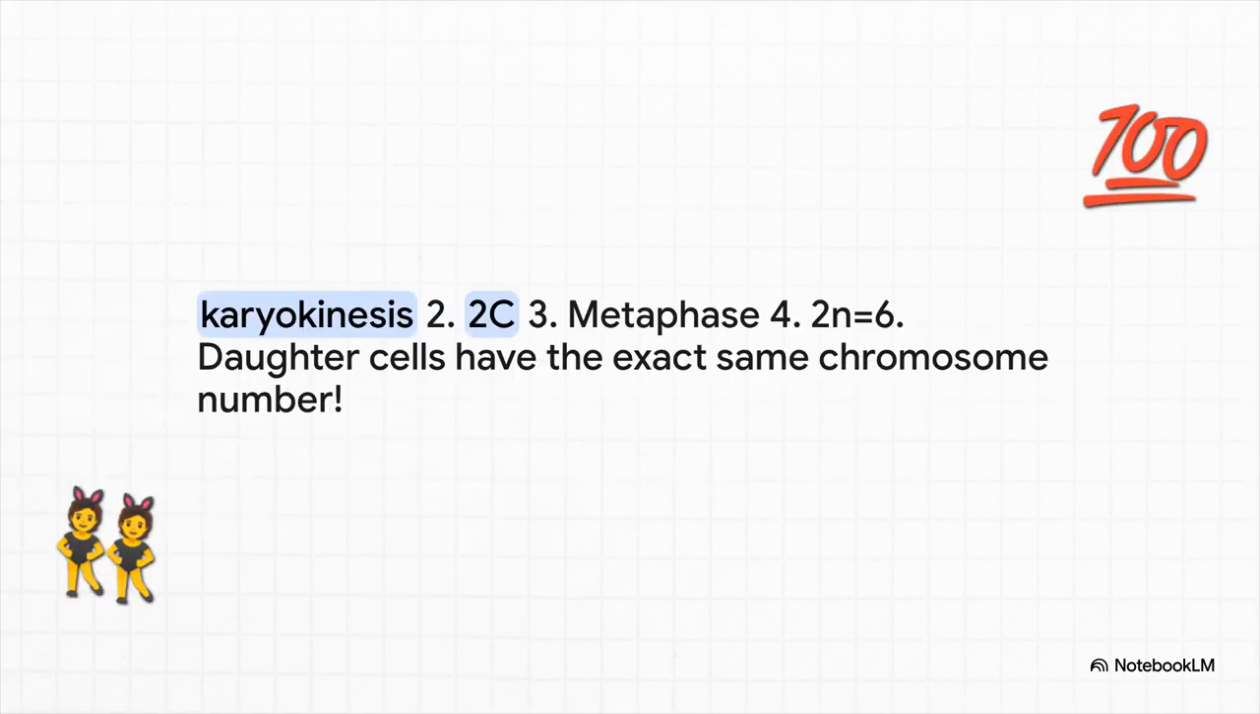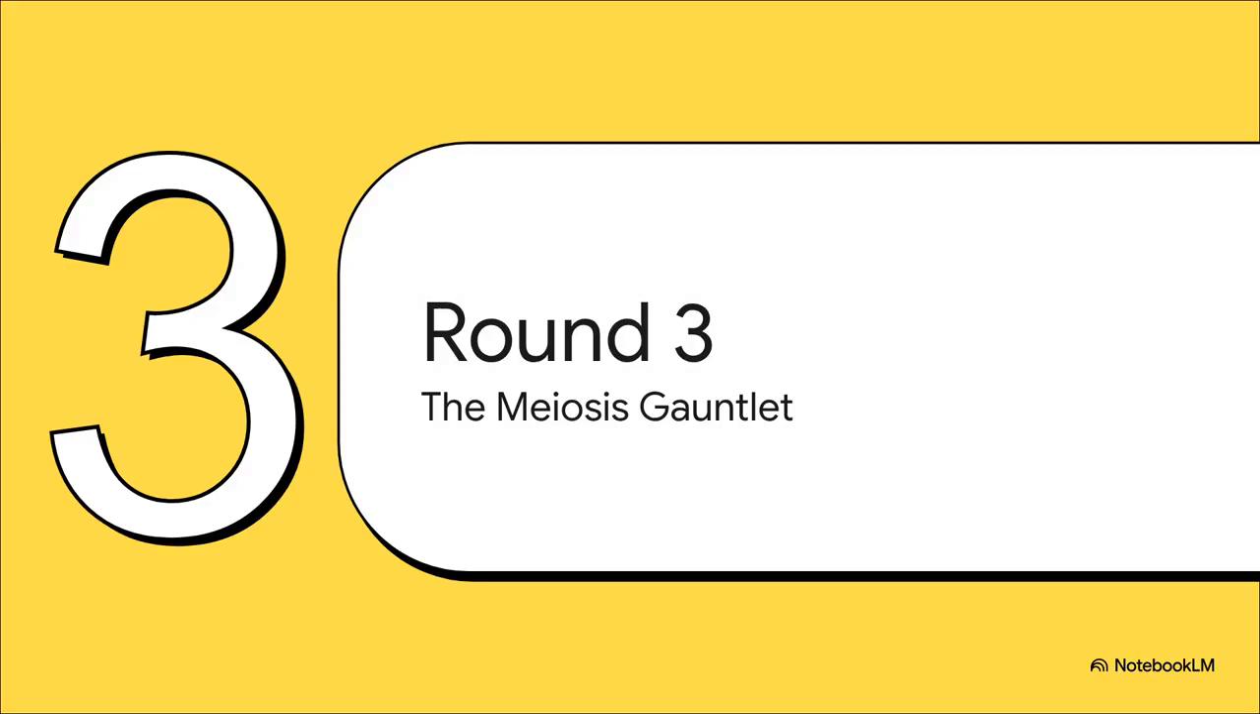And the answers are karyokinesis for the chromosome breakage, the DNA content goes down to 2C, the missing stage is metaphase, and the final chromosome count is 2N equals 6. That last point is the whole takeaway of mitosis. The new cells are perfect genetic copies of the parent cell. Nothing's lost. Whew, okay, take a deep breath.